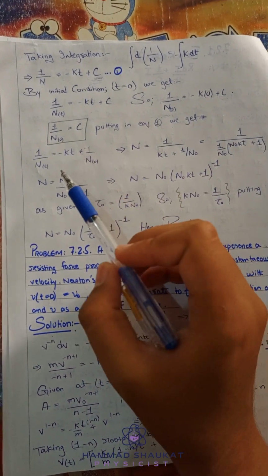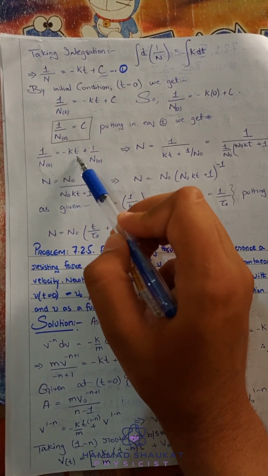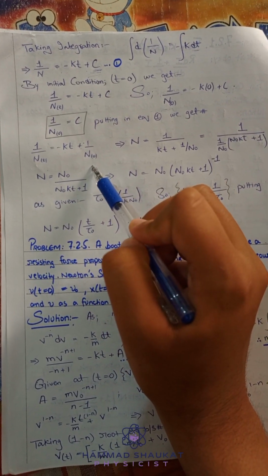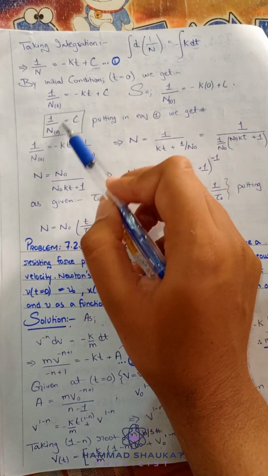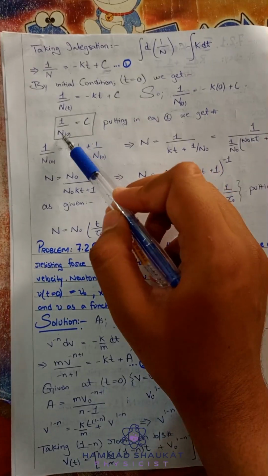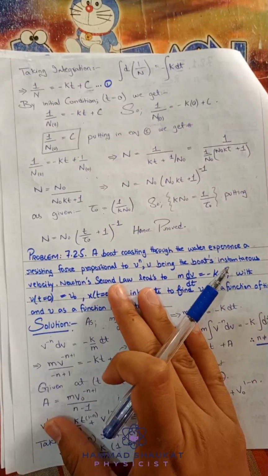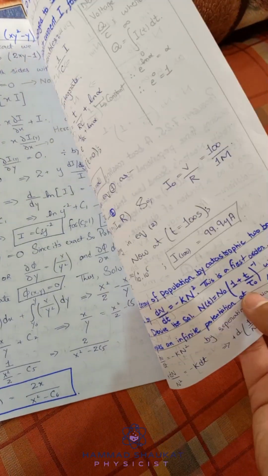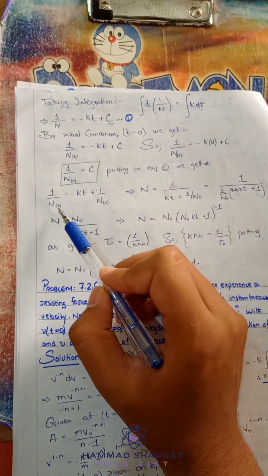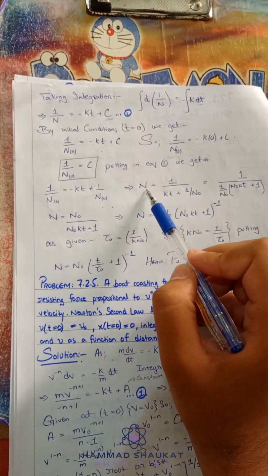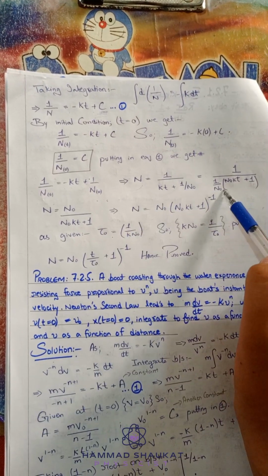Again you have to write the main equation, which is 1 by n equals minus kt plus 1 by n naught. Here c is replaced by 1 by n naught because the answer of c is 1 by n naught, and we have to find n(t). So I have to move this n(t) upside. After moving it, you have to take the reciprocal of this. After taking the reciprocal, you will get this relation.